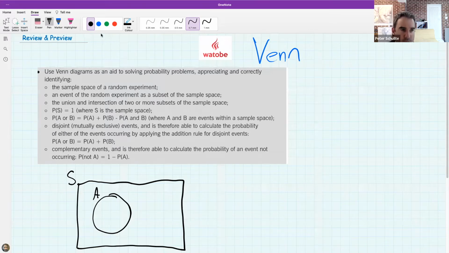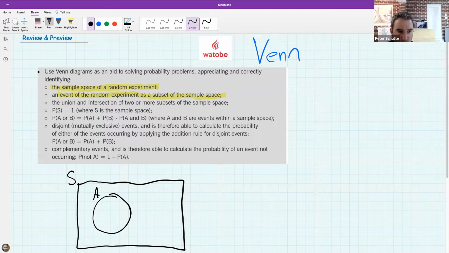Some terminology that you'll see me talking about and you want to get used to: the sample space shows the number of all possible outcomes. Every possible outcome is shown in the sample space. An event of a random experiment is a subset of the sample space. So A would be an event in the sample space.